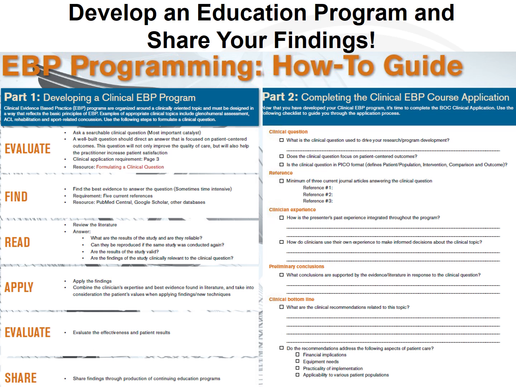Now that you've completed the 5-step EBP process, you're ready to develop a continuing education program and share your knowledge and outcomes with athletic trainers. Additional resources can be found on the BOC website to help develop education programs.